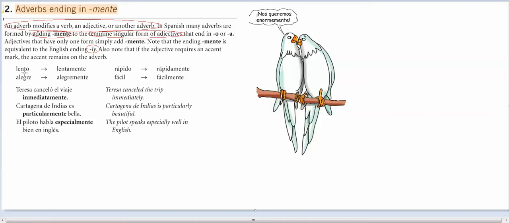So here's lento. We would want to change it to the feminine form, make it lenta, and then you add mente, lentamente. If, however, it just has one form, like alegre, alegre doesn't have a feminine form, you make it alegremente. Rápido has an accent mark, so they tell you to keep the accent mark, and you change it to the feminine form, rápidamente. Fácil, you just add mente, fácilmente.